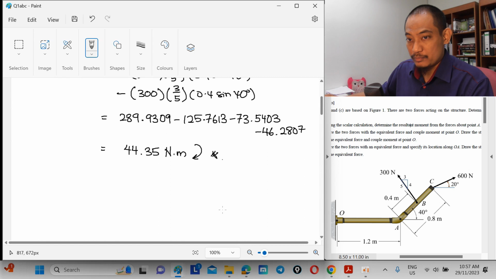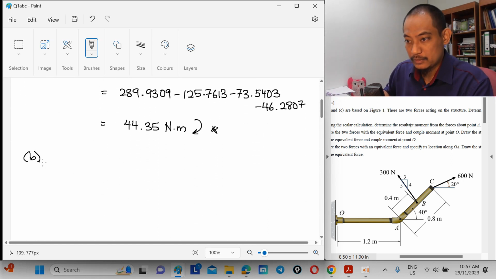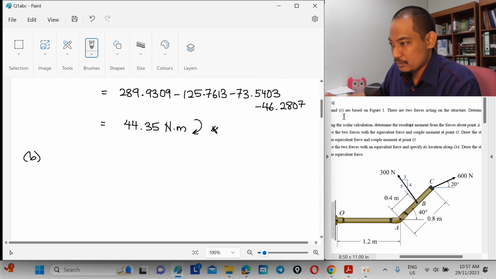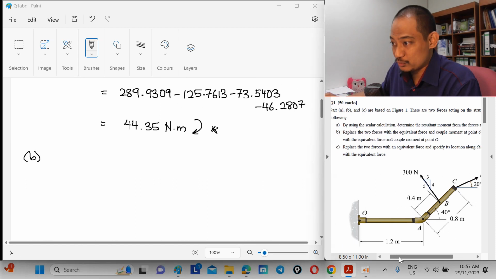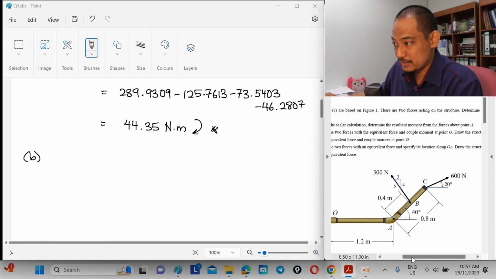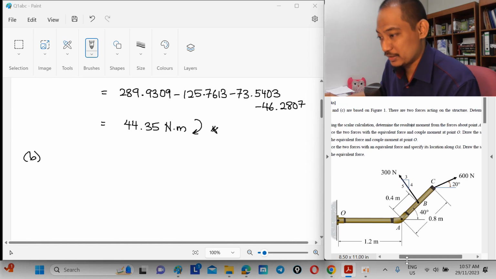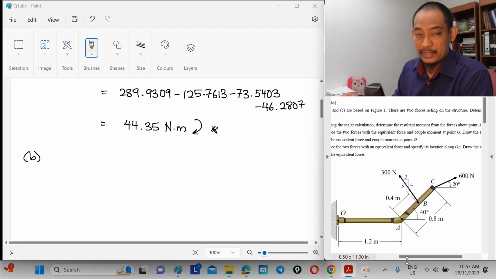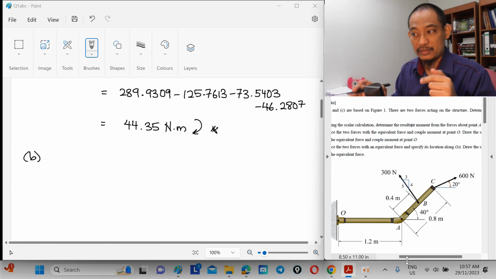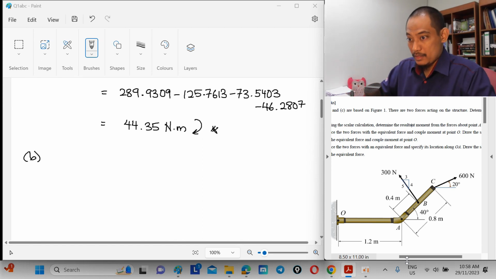Alright, moving on to question B. The question B asks for simplification, right? Replace the two forces with equivalent force and couple moment about point O, and then draw the structure with the equivalent force and couple moment. Okay, so we have to calculate and we have to draw. So basically, in the end, you have to have the FR, you have to have the theta, which is the direction, and you have to have the moment, right? That's the three elements that you have to calculate.